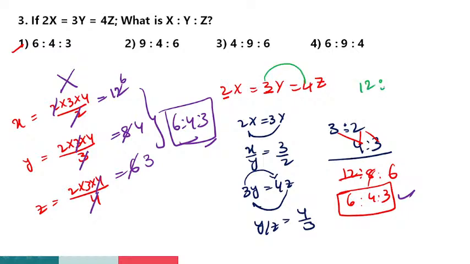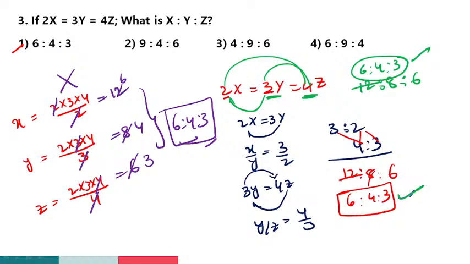3 4s are 12. If you want the y value, just close the y and multiply the remaining two numbers. 2 4s are 8. If you want the z value, just close the z and multiply the remaining numbers. 2 3s are 6. Okay, 2 6s are, 2 4s are, and 2 3s are. Then the answer is 6 is to 4 is to 3.